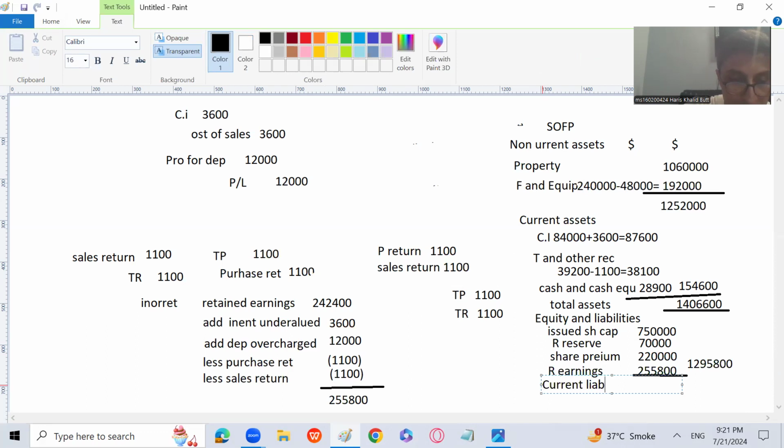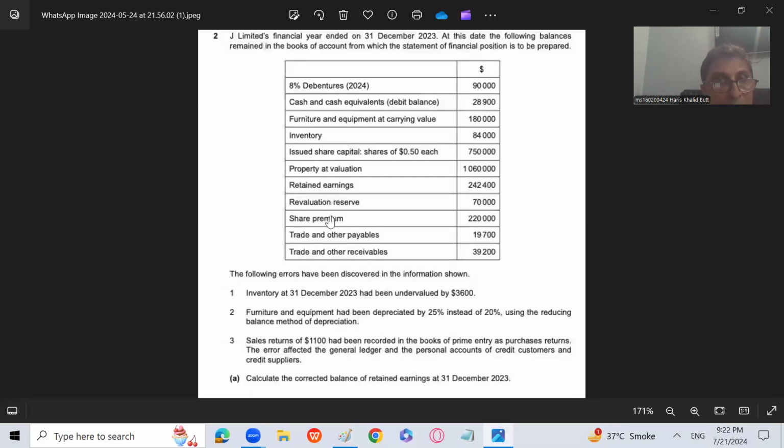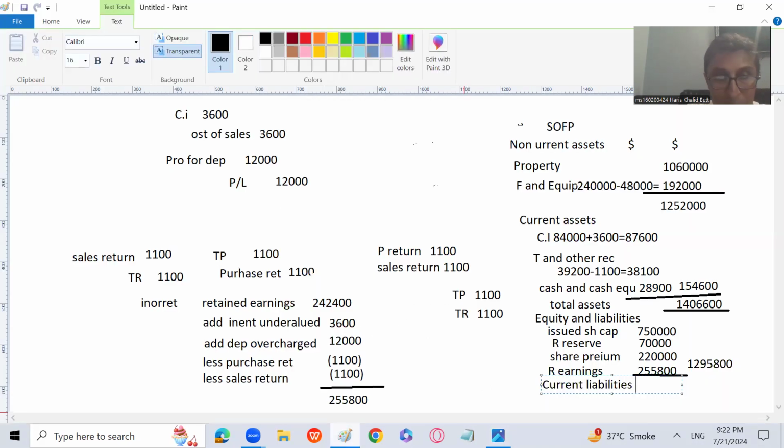So I'm going to write the current liabilities. How can you say that there are no non-current liabilities? I'm going to show it in front of you. Let's see. Sorry, there is a non-current liability, 8% debenture, which is 90,000. So let me write it down.